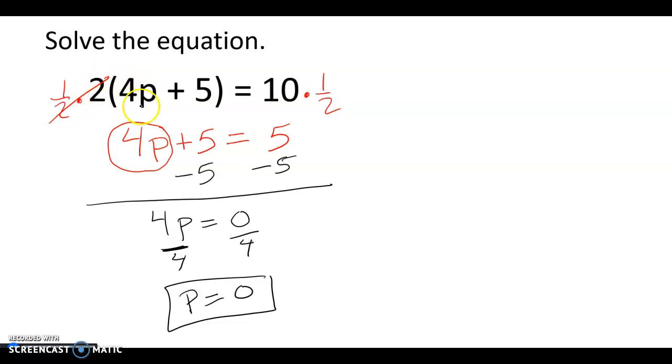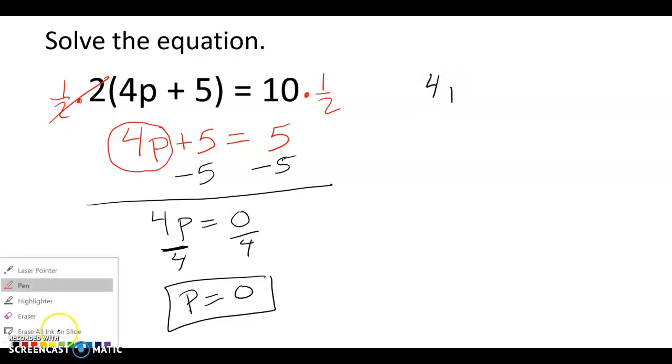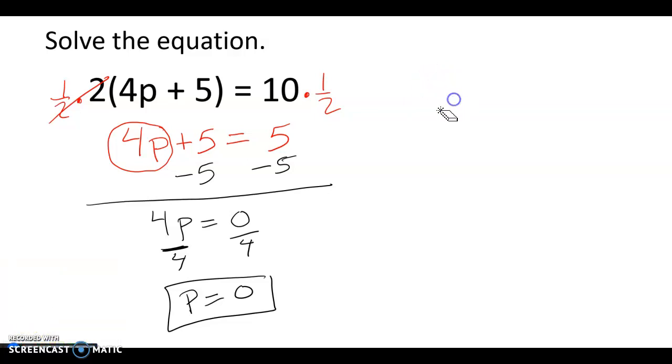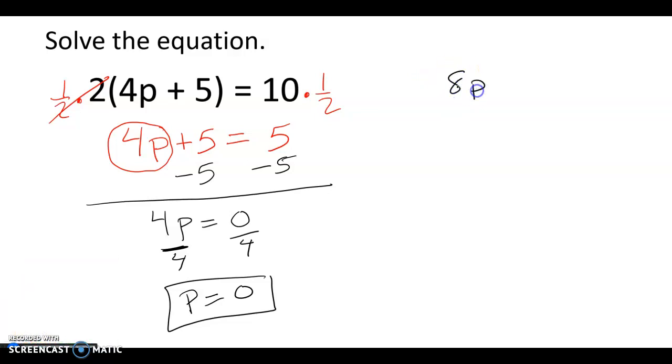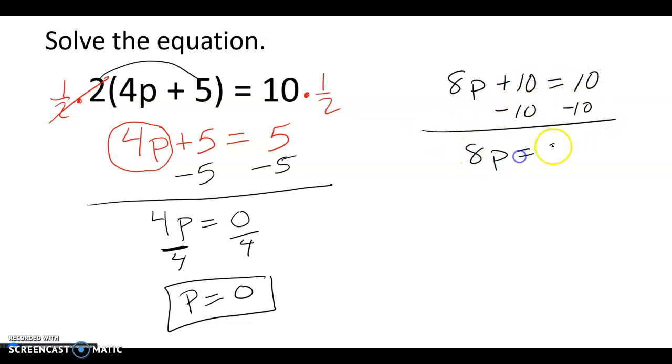Now, if you did the distributive property, you get the same thing. 2 times 4 would have given you 8p. And then 2 times 5 would be 10, equals 10. So when you go minus 10, you get 8p equals 0. Divide by 8, and you still get p equals 0. So you get the same thing if you do distributive property or you get rid of what you're distributing. Up to you.